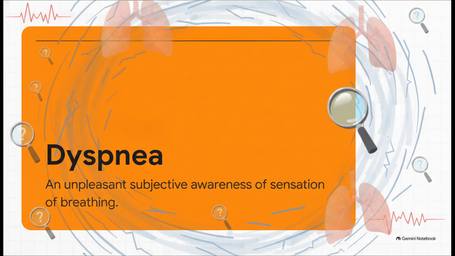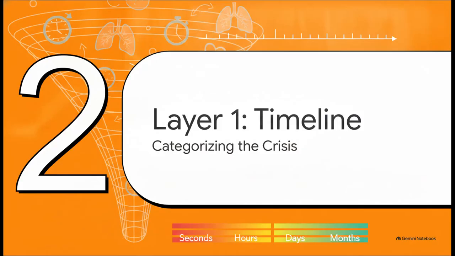Seriously, a patient could have a totally normal SpO2 and still feel like they're suffocating. Or actually, scratch that, vice versa. We have to treat that internal, really unpleasant awareness that they are working hard to breathe as our number one clinical clue. Moving on to Layer 1, the timeline of onset.